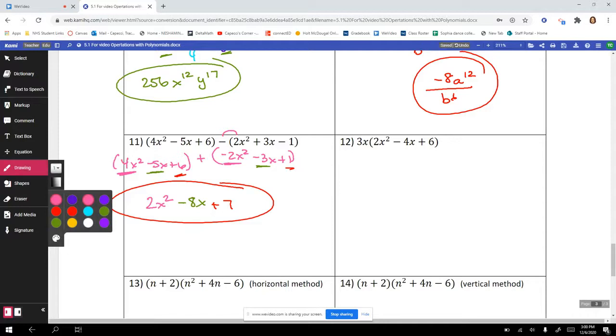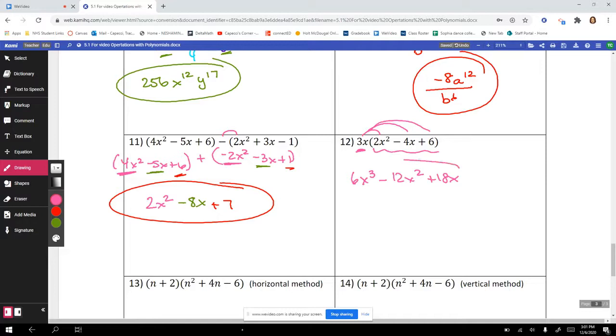Now, in number 12, I have a monomial, right? And I have a trinomial. That's 3 terms. So I'm going to have to distribute that to each term inside. So I have 3x times 2x to the second gives me 6x to the third. 3x times 4x, I have my minus there, gives me 12x to the second. And 3x times 6 gives me plus 18x. I can't combine any of those terms, so that's my final answer.